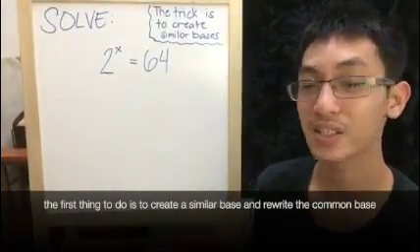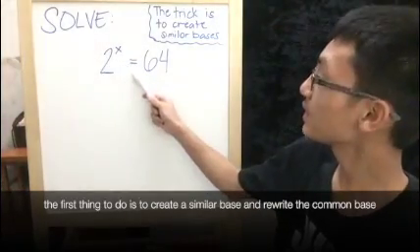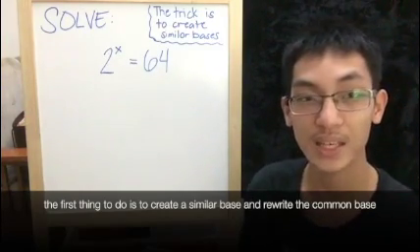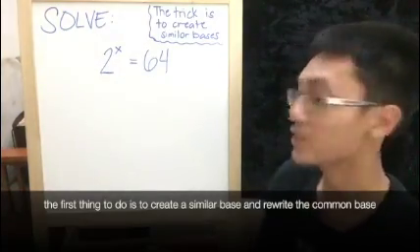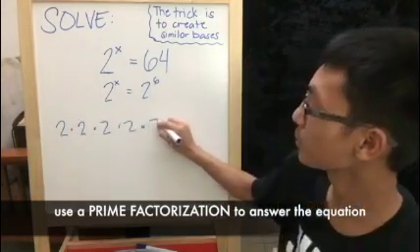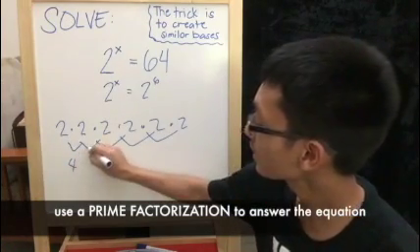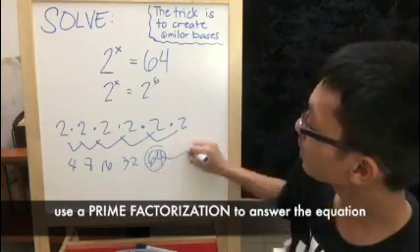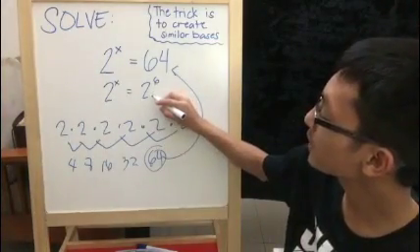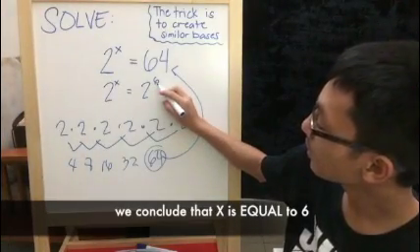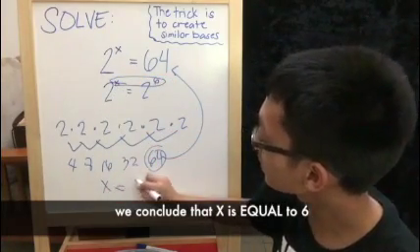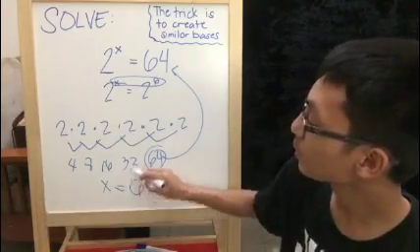So here's our first equation, where 2 raised to x is equal to 64. The first thing to do is create a similar base and rewrite using the common base, which is 2. I got 6 because 2 times 2 times 2 times 2 times 2 times 2 gives you the number 64, and that's why we got 2 raised to the power of 6. Then we set the exponents, which is x is equal to 6. Therefore, x is equal to 6.